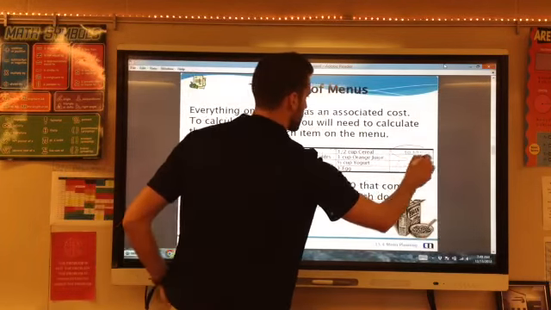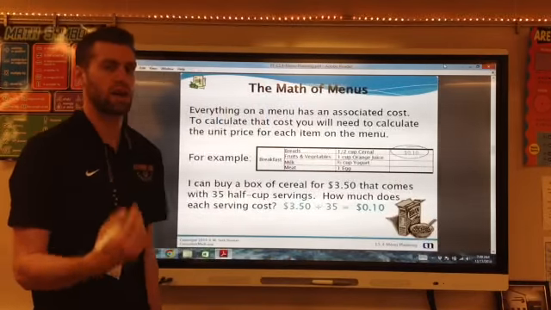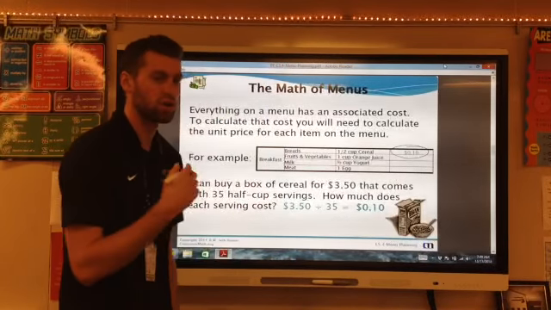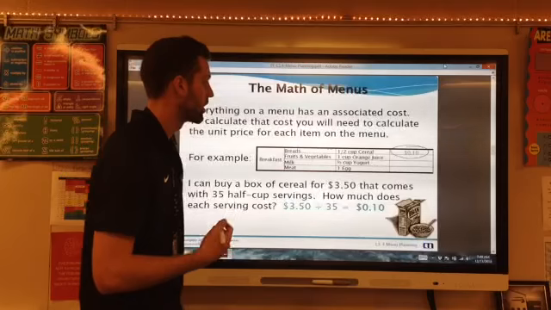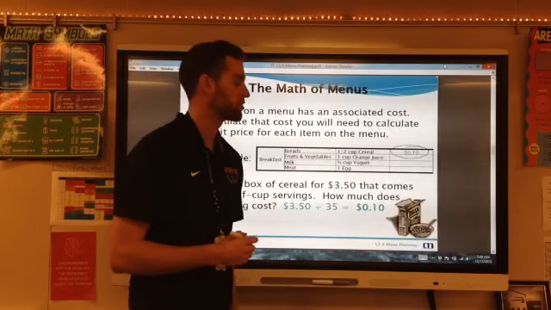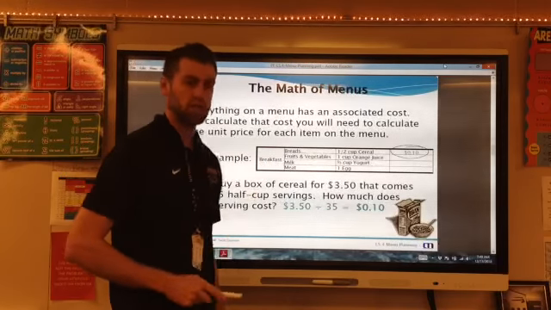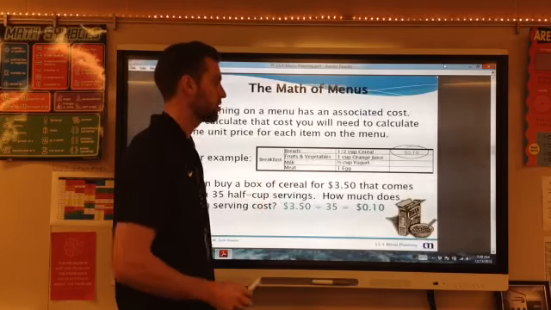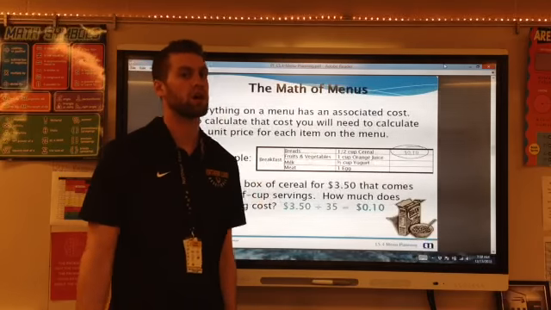So I would put 10 cents here. Alright, you guys aren't going to have to do this, but this is important to know when you're budgeting. We're going to get to a big budgeting unit right after break. When we get to budgeting, this stuff might be really important to know how much you're actually spending on food.